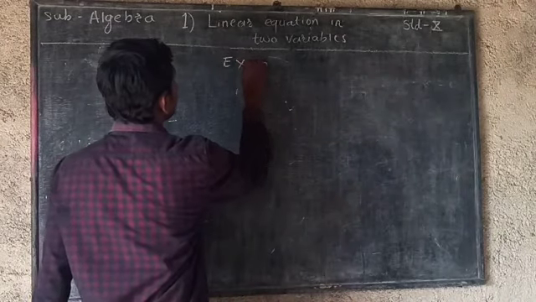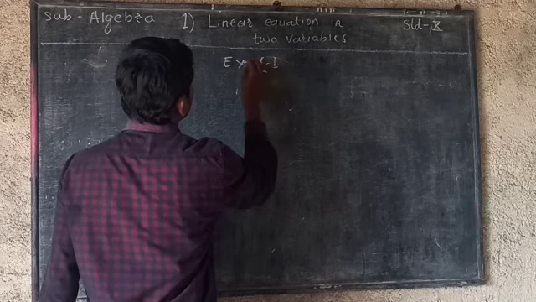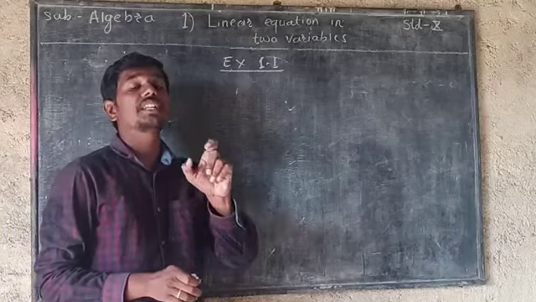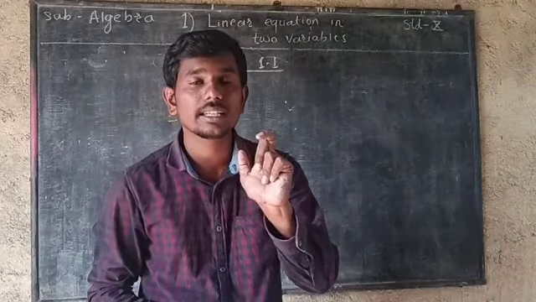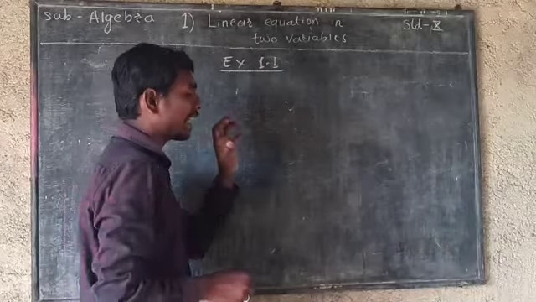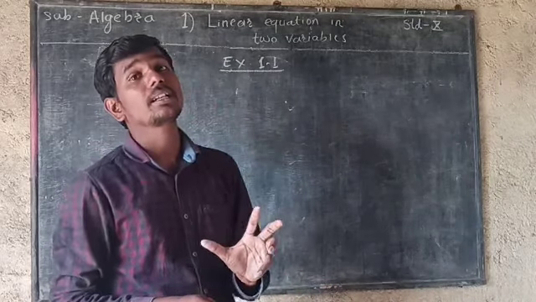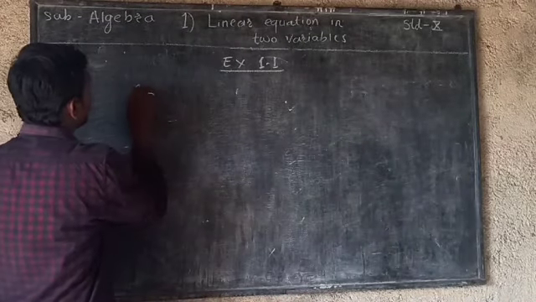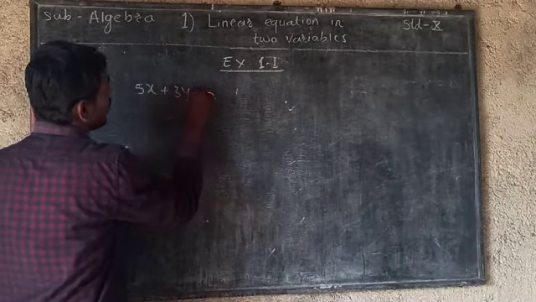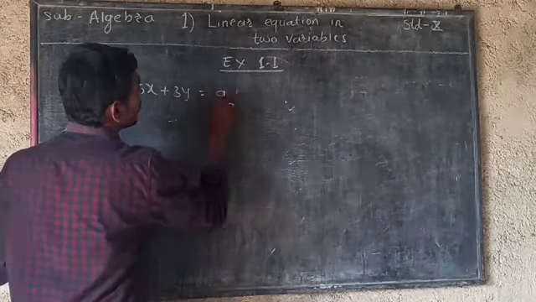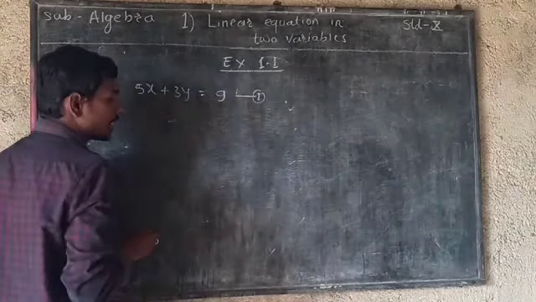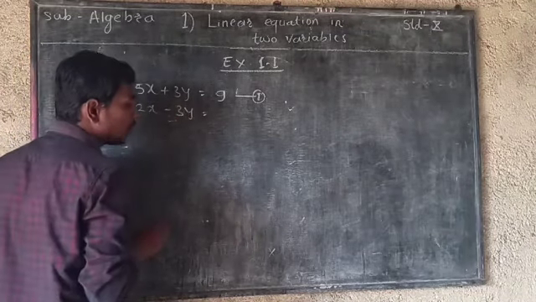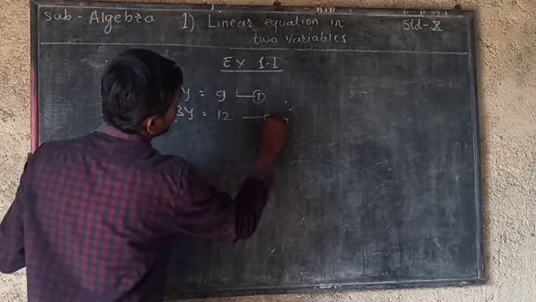Okay, so we are going to start the first exercise of the first chapter, exercise 1.1, or practice set 1.1. Now in 1.1, in the first question we can see there is an activity, right? So there is an activity based question and we have to understand how to solve that question, right? Okay, so the first is 5x plus 3y is equal to 9, it is equation number 1. Second equation is 2x minus 3y is equal to 12. This is equation number 2.